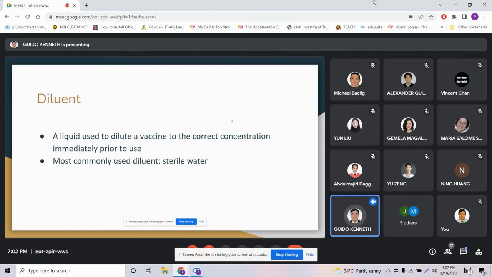Next is a diluent, a liquid used to dilute a vaccine to the correct concentration immediately prior to use. The most commonly used diluent is sterile water.